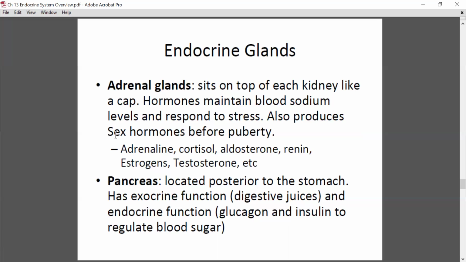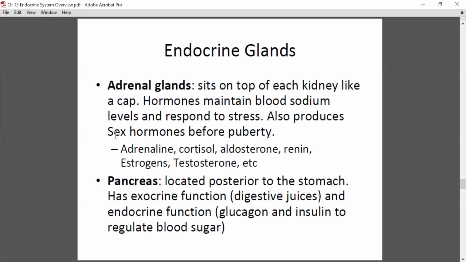The pancreas has both endocrine and exocrine function. So exocrine function is the digestive enzymes that it is producing. Remember, exocrine function means that the secretions are released through a duct onto a surface. So the digestive enzymes are secreted through the pancreatic duct and are secreted onto the surface of the small intestines to help you digest your food.